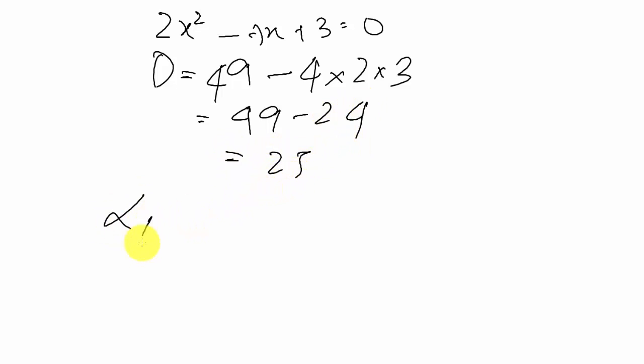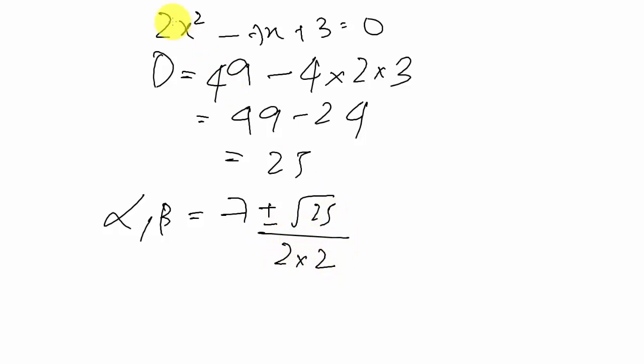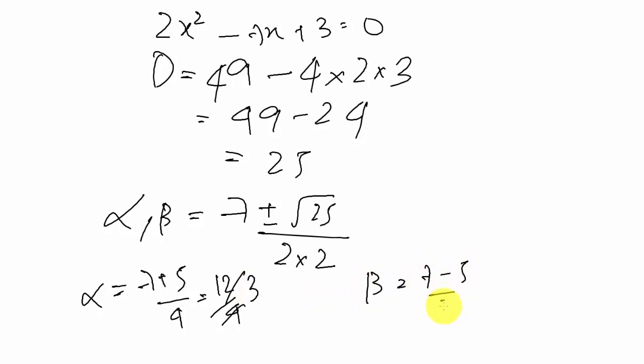Now your roots will be equal to minus b. How much is minus b? Minus 7 is plus 7. 7 plus or minus root 25 divided by 2 into 2, because a is 2. Now alpha is equal to 7 plus 5 by 4, which is equal to 12 by 4, which is 3, and beta is equal to 7 minus 5 by 4, which is equal to 2 by 4, which is equal to half, which is the exact same answers we got previously when we did completing the square method. This is how discriminant works.